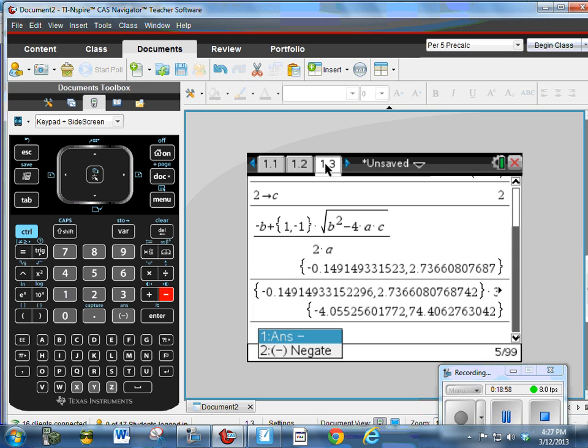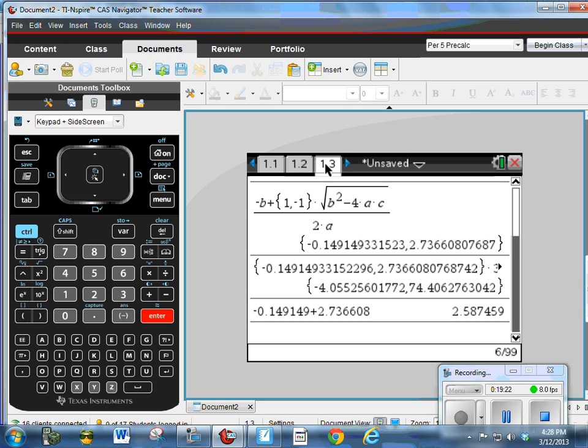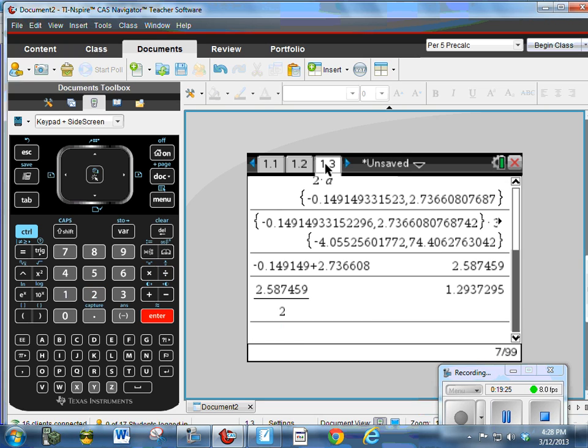Okay, and notice that this comes up as answer negate. I want to negate this, not subtract. So negative 0.149. I'll give a couple decimal places since I have it. Plus 2.736608 divided by 2. Okay, so 1.2937 seconds. And then we can plug that into the y equation to find height.